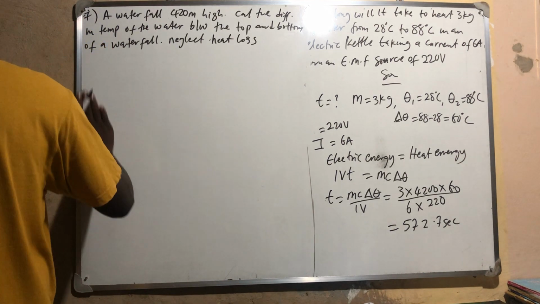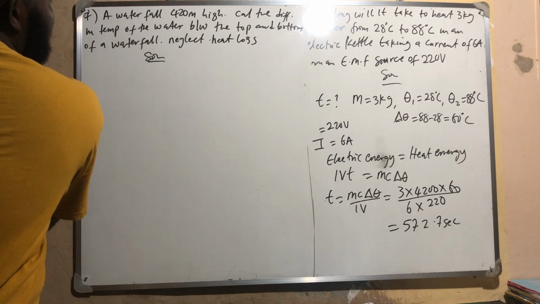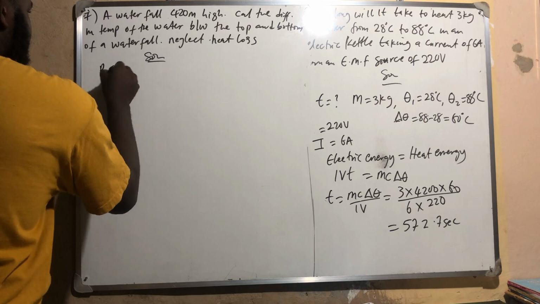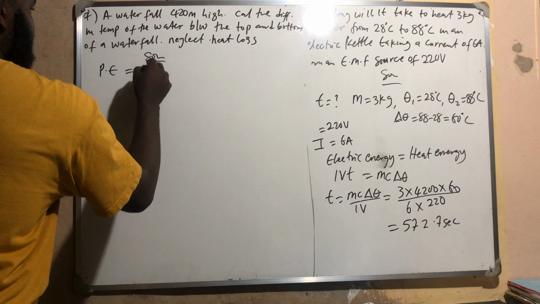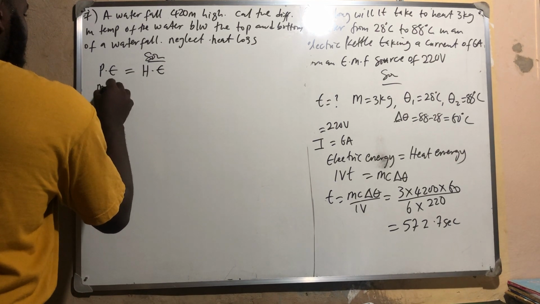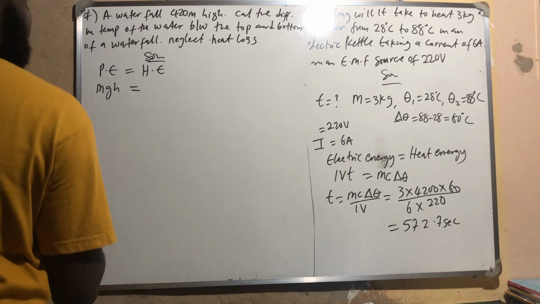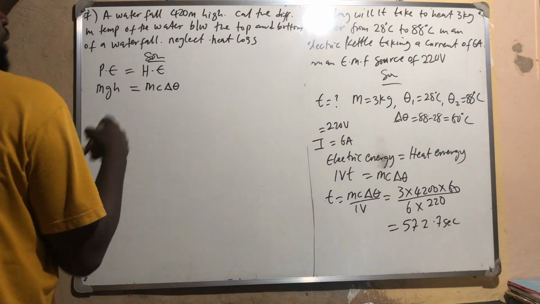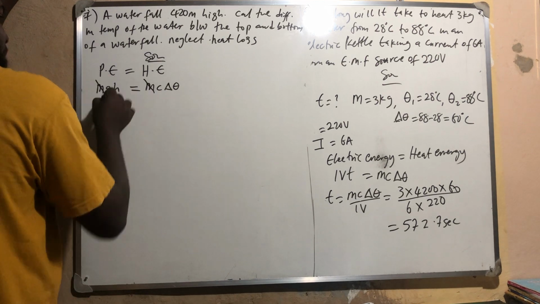Solution. Now, this one is talking about motion. So you should tell them that potential energy is equal to heat energy. And potential energy is mgh. Because I have my height, mgh is equal to MC change in temperature. So we are talking about the same water. The water will have the same mass, so M can take care of M.